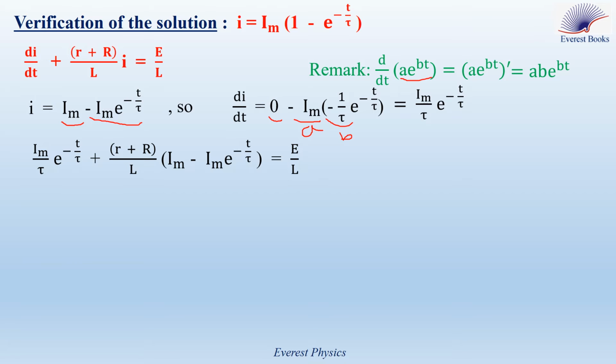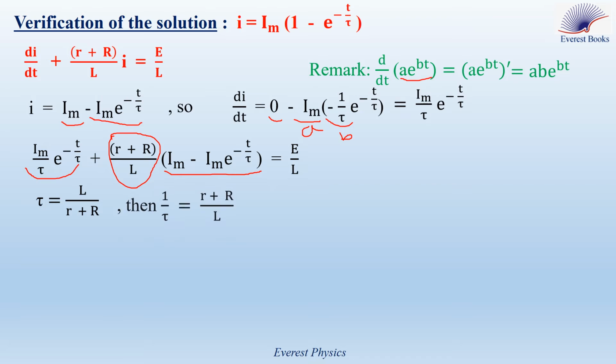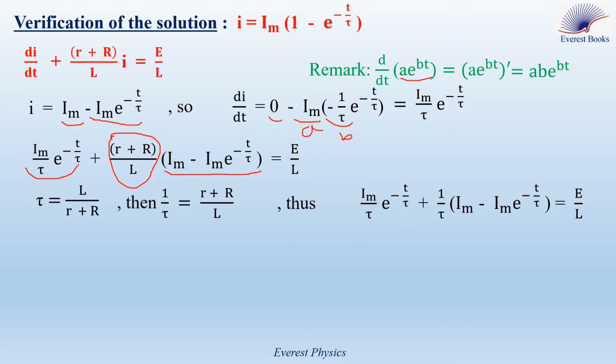Im over tau e to the power minus t over tau is equal to di by dt, and Im minus Im e to the power minus t over tau is equal to i. So we know that tau is equal to L over R plus r, so R plus r over L is equal to 1 over tau. So replace R plus r over L by 1 over tau, we get this new equation.